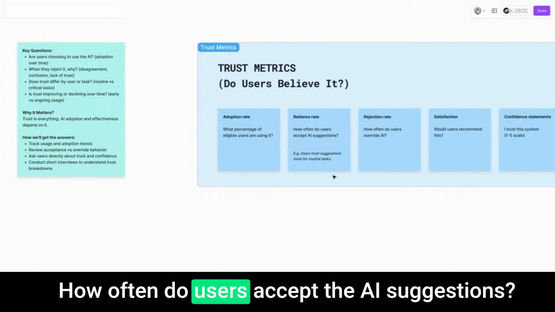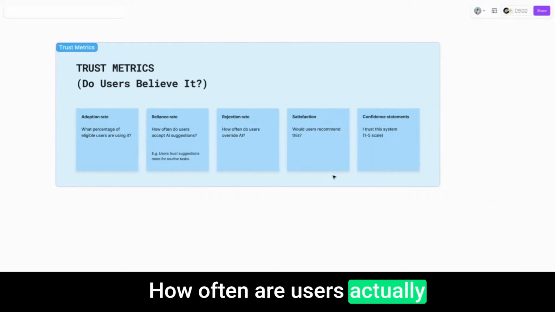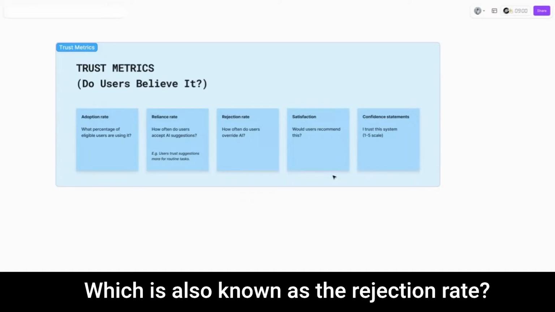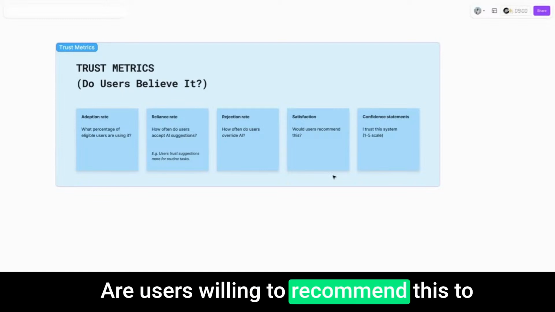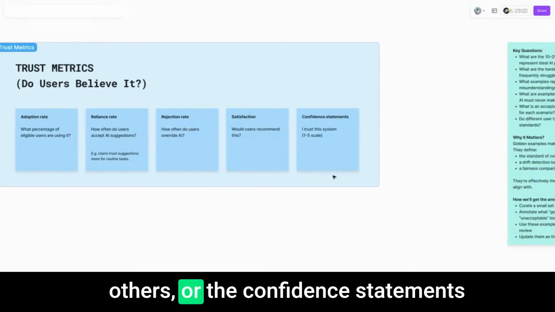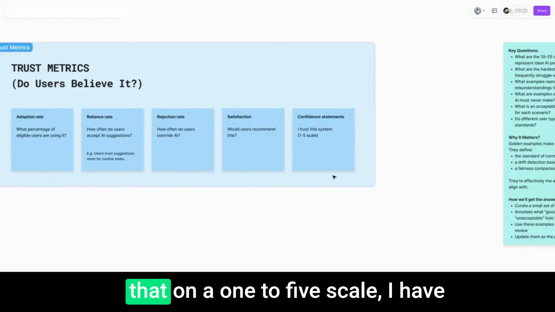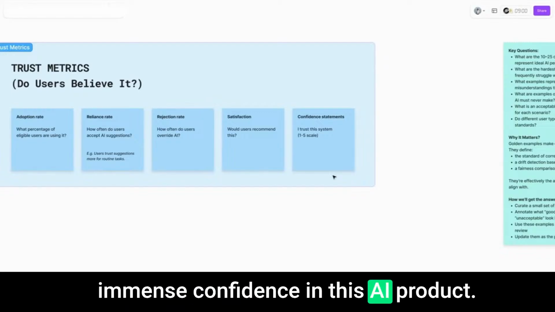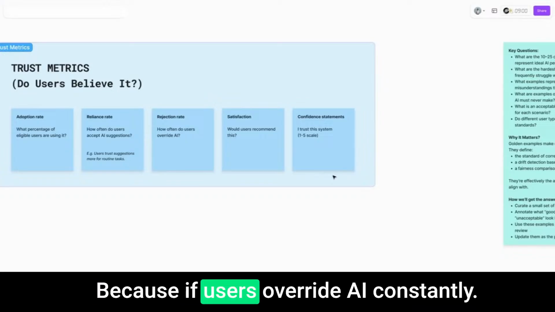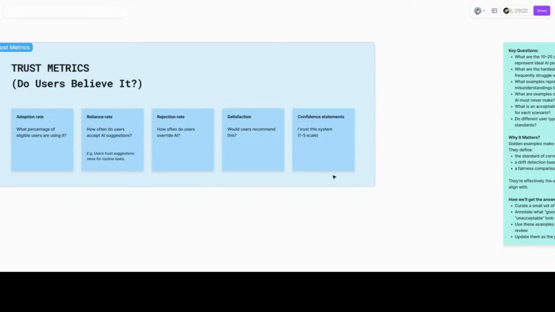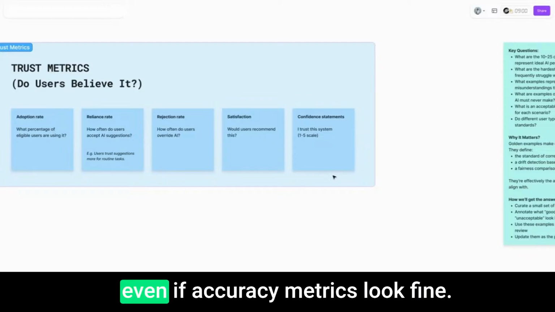How often do users accept the AI suggestions? How often are users actually overriding the AI suggestions, which is also known as the rejection rate? Are users willing to recommend this to others? Or the confidence statements, that on a 1 to 5 scale, I have immense confidence in this AI product. Because if users override AI constantly, it means something is broken, even if accuracy metrics look fine.